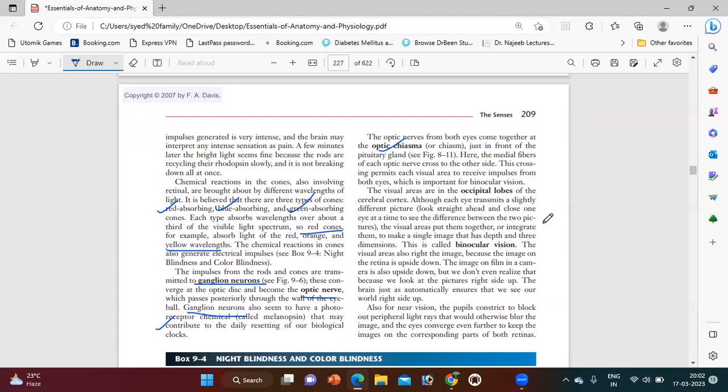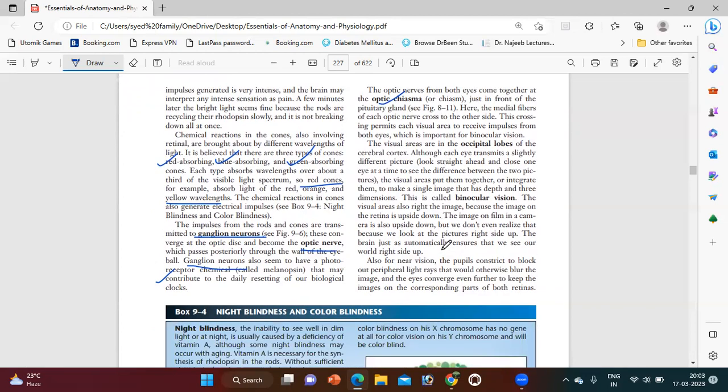Although each eye transmits a slightly different picture, look straight ahead and close one eye at a time to see the difference between the two pictures. The visual area puts them together, or integrates them, to make a single image that has depth and three dimensions. This is called binocular vision.